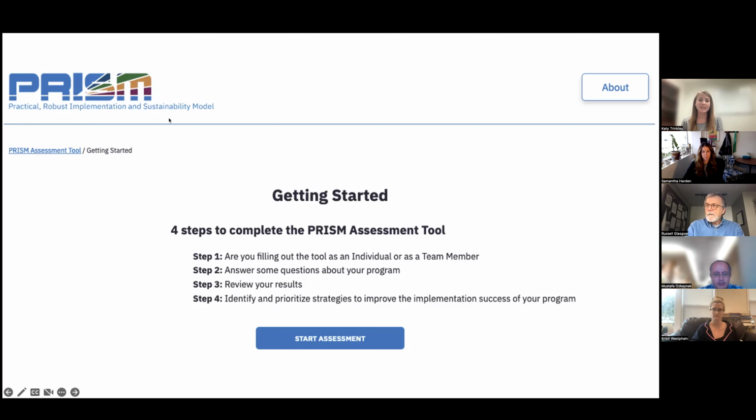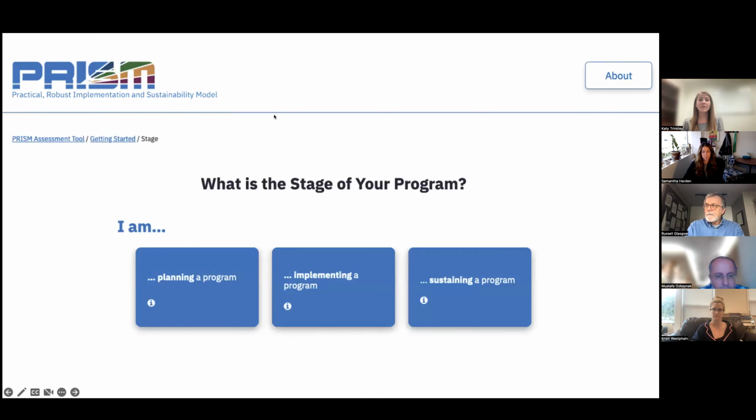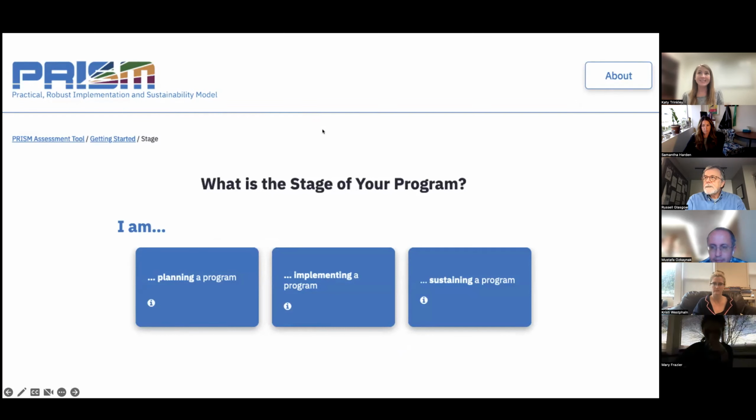So next slide, please. After you have indicated whether you're an individual or a team completing this, it'll ask you what stage of your program you are at. This is intended to be used iteratively within each of these stages and across these stages. So you would indicate the stage of your program, and then depending on the stage, you're asked a series of assessment questions. So next slide.